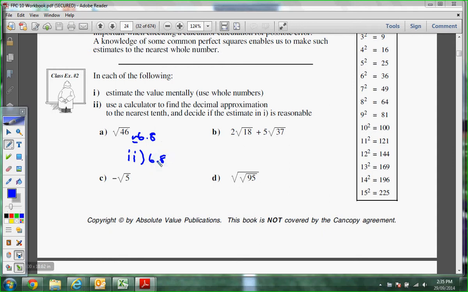Okay, so this one we're going to approximate. Square root of 18 is just a little bit bigger than 16, so 4, 2 times 4-ish. I'm going to say that's about a 9, if I'm approximating. Square root of 37 is almost 36, so 6. 5 times 6 is about 30. I'm going to say approximately 39 is my approximation. When you put it in your calculator, it kicks out 38.9, which is extremely close again.